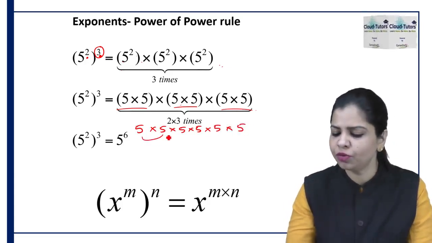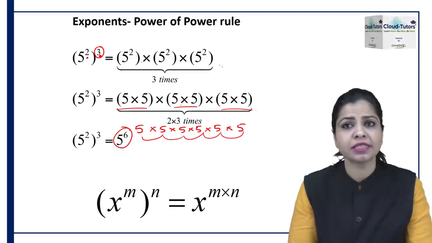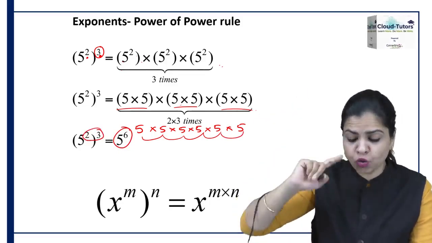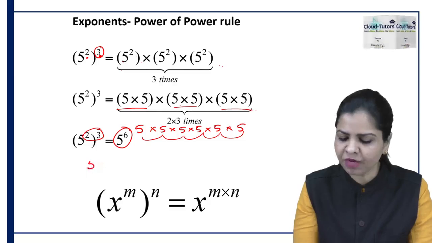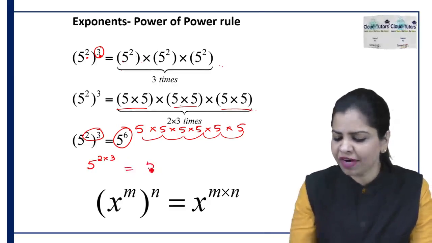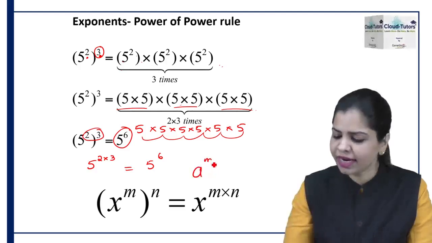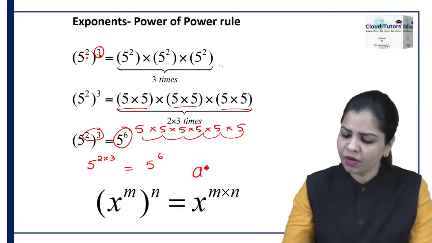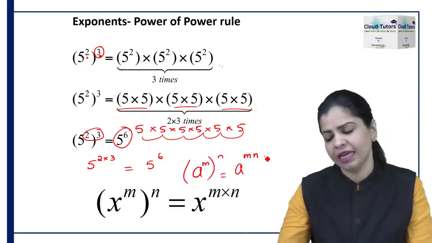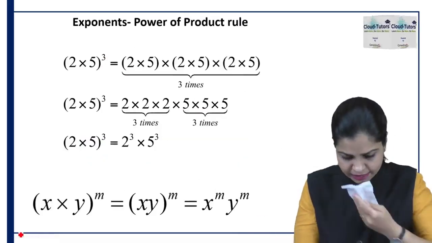How many 5s do I have? 1, 2, 3, 4, 5 and 6. So I can write 5 power 6. Instead of doing all this, if I simply multiply the power of power, 2 into 3, what is the product? 5 power 2 into 3 is the same as 5 power 6, isn't it? So this brings me to the next rule. You can write this as a power m, whole power n, is equal to a power mn. M into n is the same as mn. Clear? Let's see the next.